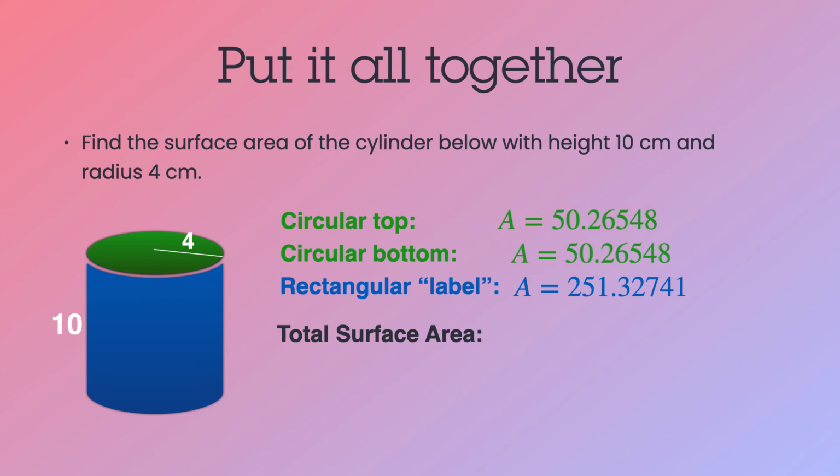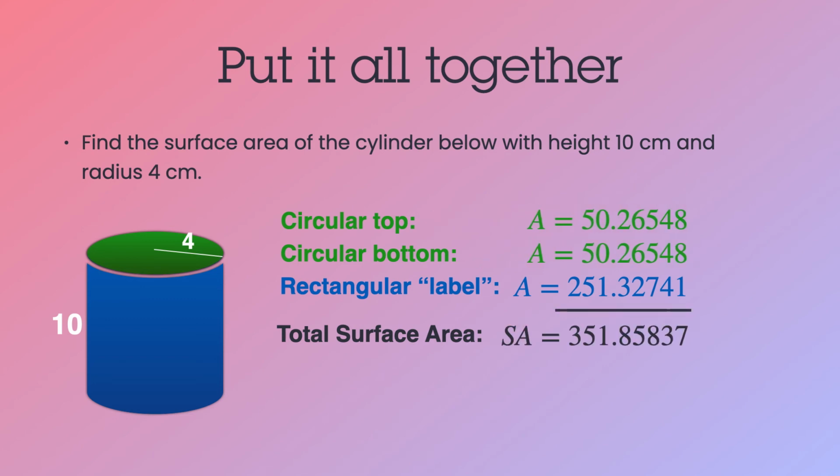We'll add these up. And our total surface area is 351.85837. We'll go ahead and round this to the nearest tenth. 85 rounds up to 9. And they did tell us our measurements were in centimeters, so our area will be centimeters squared. There's our final answer.